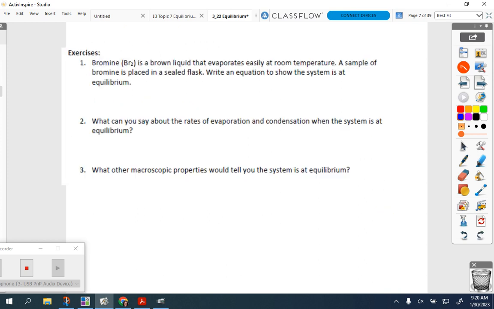Speaking of which, still page 3, I believe. You've got 3 questions here. You're being asked to write an equation for a system at equilibrium. Tell me about the rates of evaporation and condensation, and what could you look at to tell you that the system is in equilibrium. So go ahead and answer those questions.